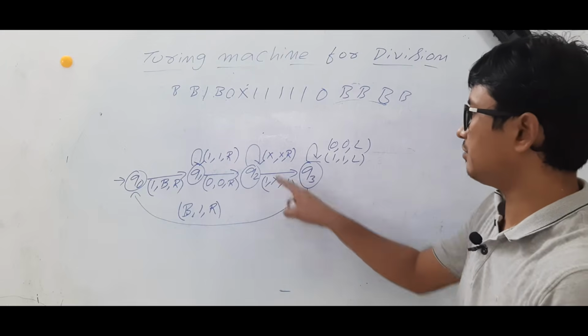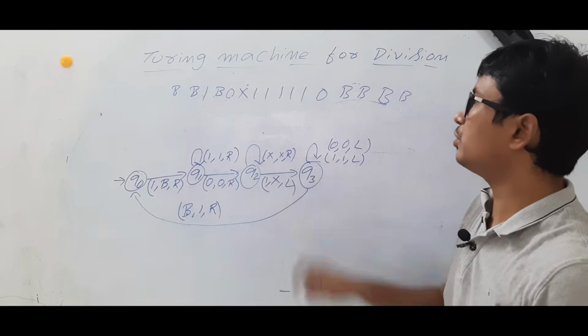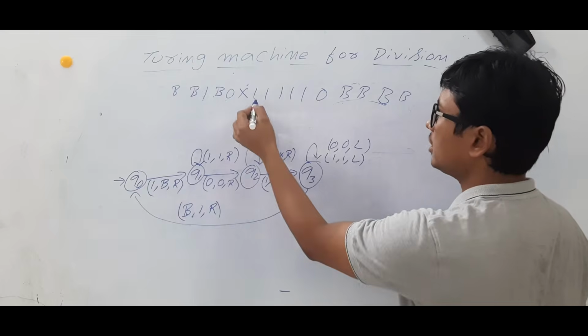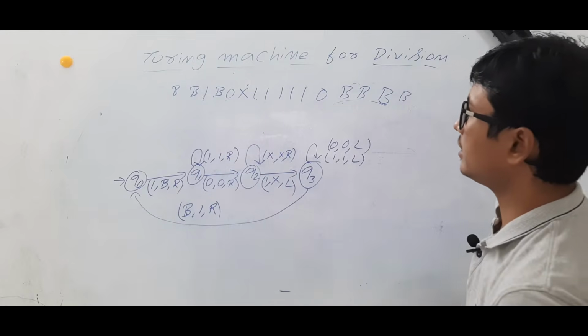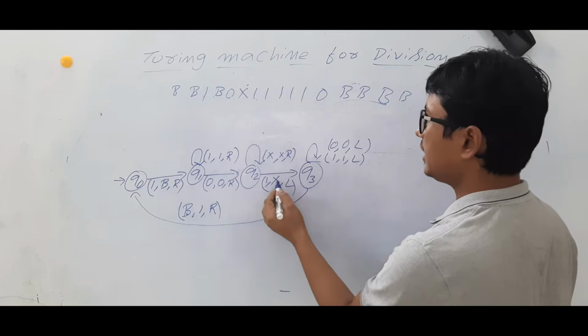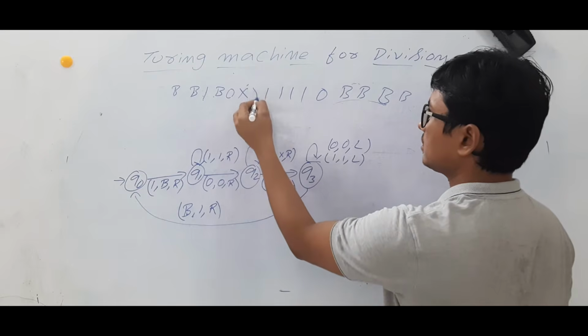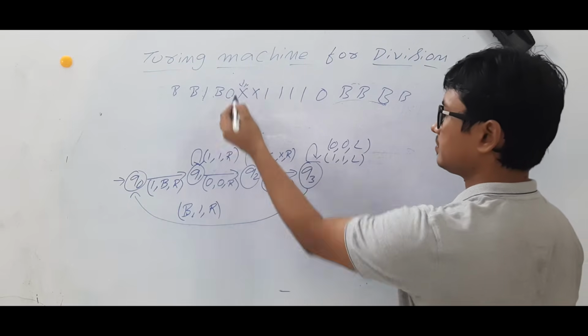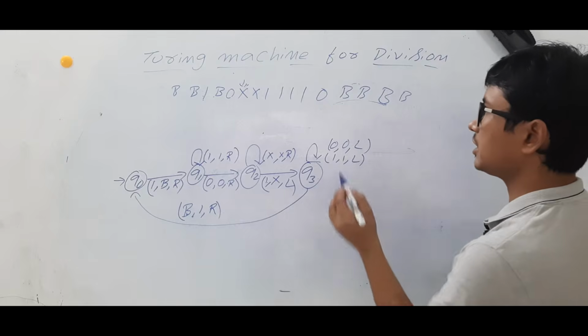Are you able to understand? If it is an x, make it as x, move to the right, for any number of x's. If you see a 1, make it as x, move to the left. And you are in the state Q3.